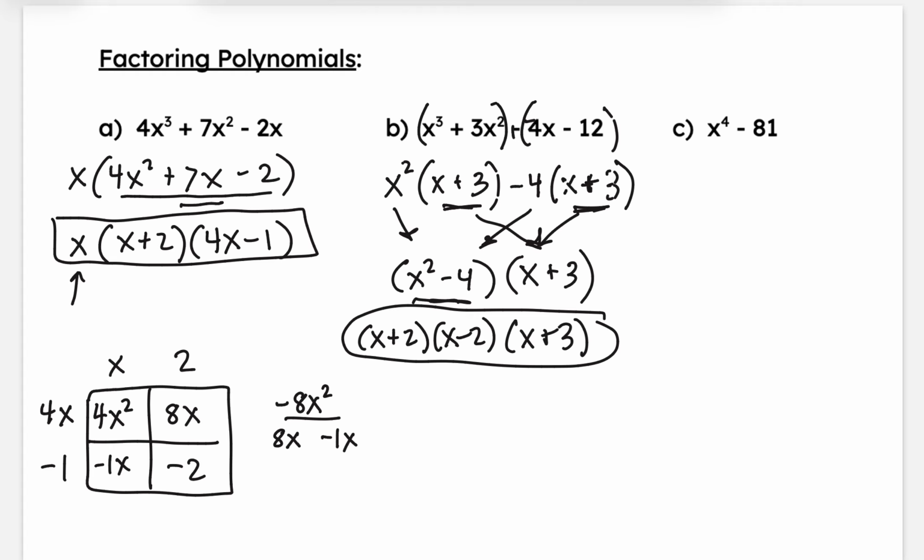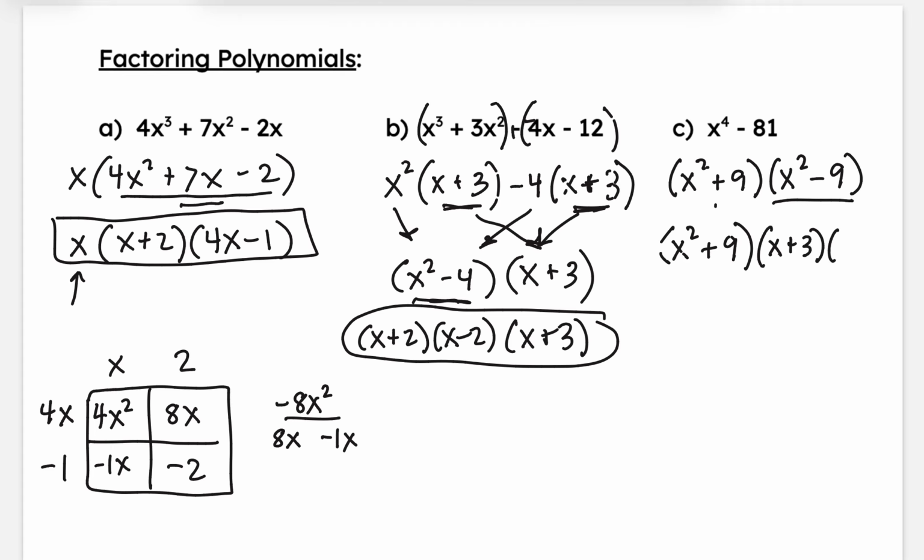The last one, we have x to the 4th minus 81. This is also a difference of squares. Recognizing that, we know we can factor this into x squared plus 9 and x squared minus 9. And then I can even go further because the x squared minus 9 is also a difference of squares. The other one is not because it is a plus. We can't factor a sum of squares and get real factors. So we're going to leave it as x squared plus 9, but we're going to turn the x squared minus 9 into x plus 3, x minus 3.